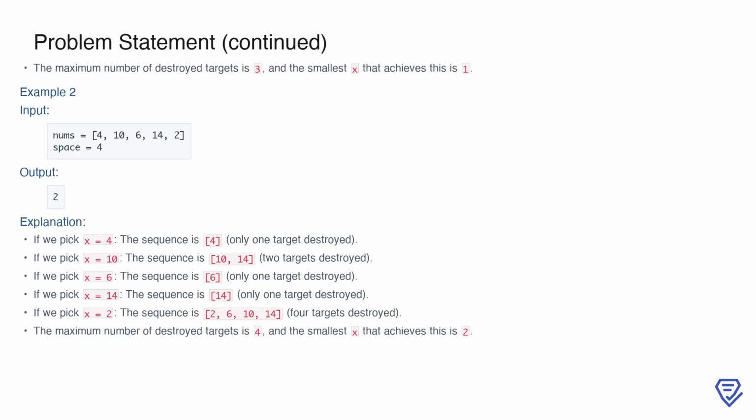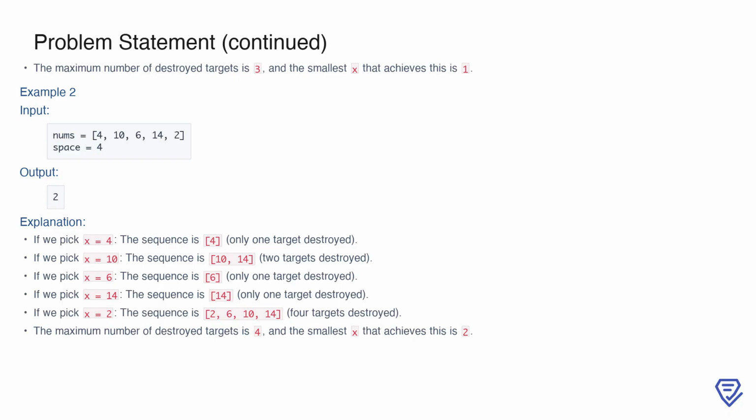To further clarify, the maximum number of destroyed targets in this case is 3. And the smallest X that achieves this is 1. Now consider another example where nums equals 4, 10, 6, 14, 2, and space equals 4. Starting from X equals 4, the sequence is 4, destroying only one target.